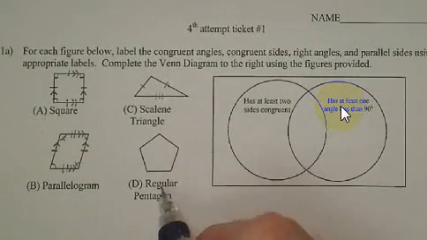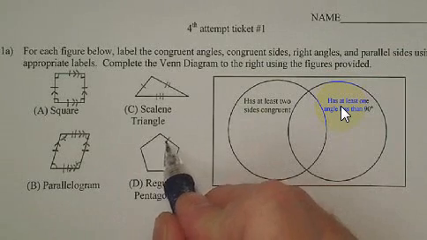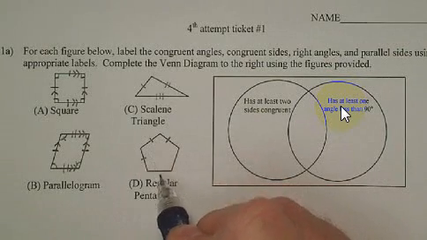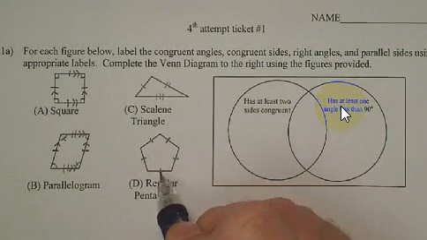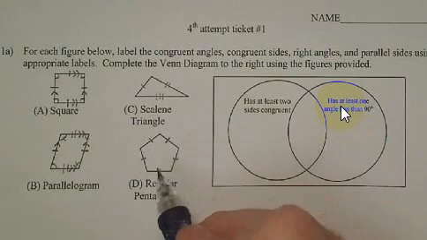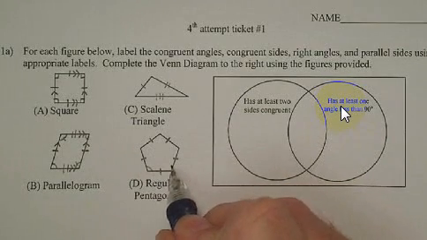And now for regular, meaning all sides are the same, we're going to mark all 5 sides are the same for this pentagon. And if they're all the same, then the angles are also all the same, so I could mark those too.